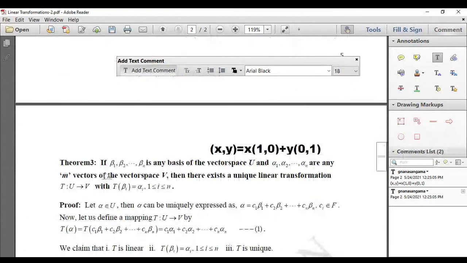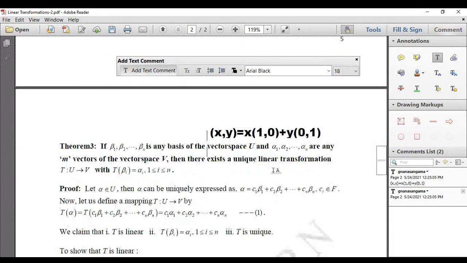So given beta 1, beta 2, etc. up to beta n are any basis vectors of U, that means any element of U can be written as a linear combination of these vectors. Linear combination means a scalar into the first vector plus another scalar into the next, etc. up to another scalar into beta n. In that form, we can write every vector of U. How many vectors are here? n vectors. And alpha 1, alpha 2, etc. up to alpha n are any n vectors, not m, of the vector space V.